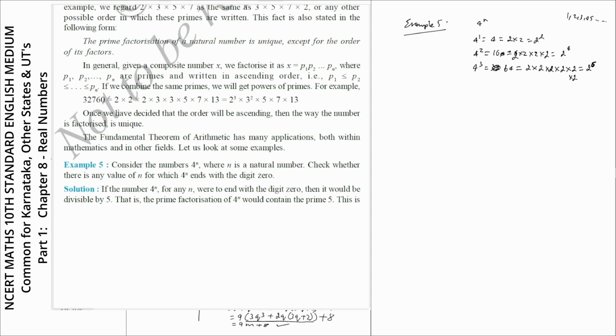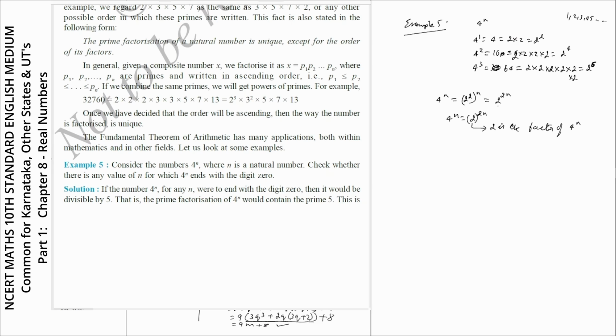Okay, so 4 to the power of n, generally I can write 4 as 2 to the power of 2, and n as it is. Now this again I can write as 2 to the power of 2 into n, which is 2n. So what it says is 4 to the power of n is equal to 2 to the power of 2n. What is the meaning of this? That means only 2 is the factor of 4 to the power of n. This is the meaning of this equality here.